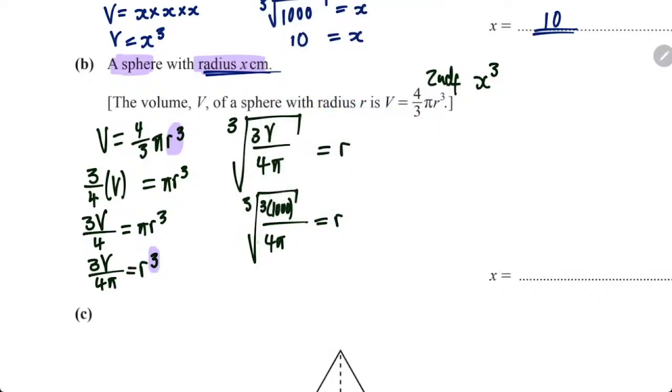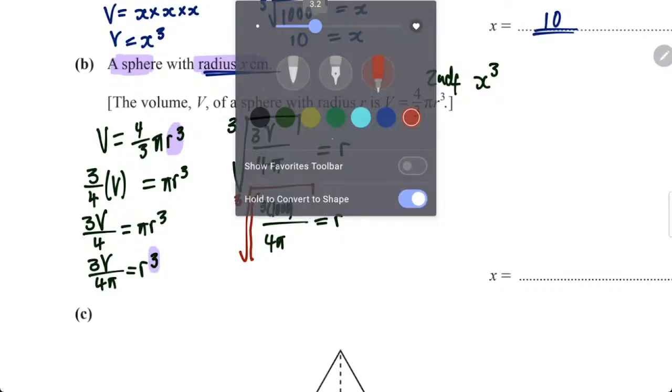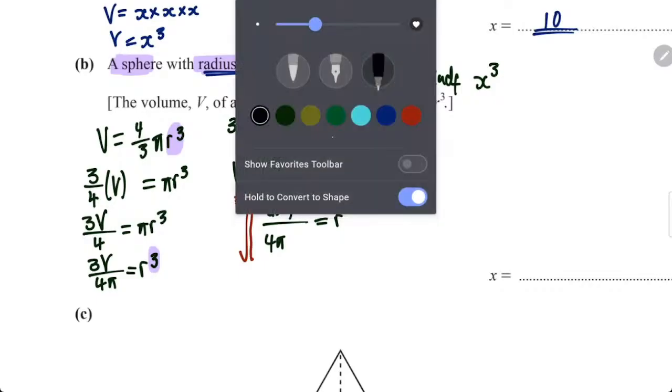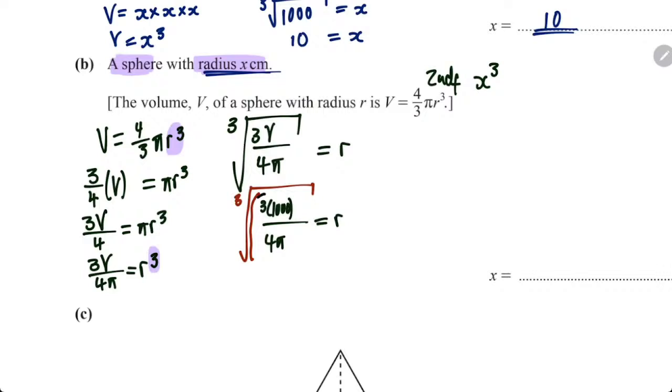You open a big bracket for everything that is inside. Then you open a second bracket for things that are at the top. You say 3, open bracket 1000, you close. You're done with things at the top. Then you say divided by, open bracket 4 times pi, close. Then you close bracket again. You say is equal to. You must get an answer.